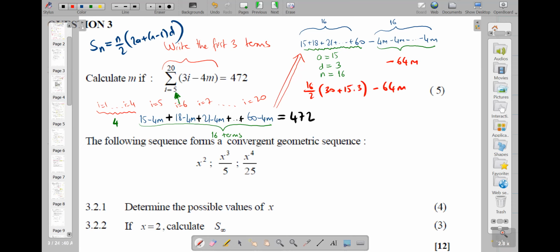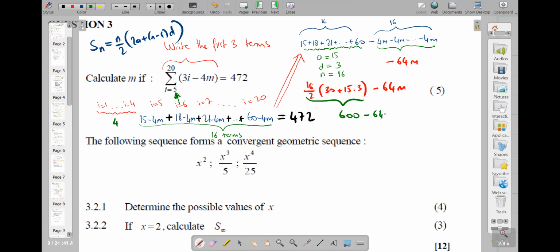So that is equal to 472. Okay, so what do we get on this side? We got 8 times 30 plus 45, which is 75. So it is equal to 600. Yes, thank you. So it gives me 600. So this side is 600.